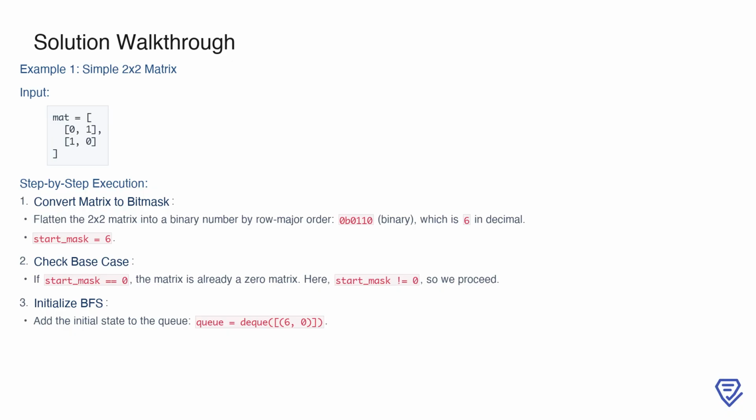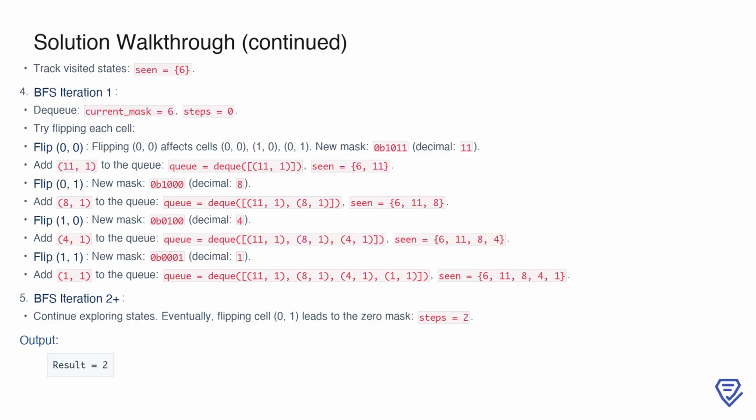To systematically explore the possible states, we initialize a breadth-first search, BFS. The initial state, represented by 6, 0, where 6 is the current mask and 0 is the number of steps taken, is added to the queue. This marks the beginning of our search for the solution. In BFS, we also need to track the states we have already visited to avoid redundant processing. Here, we start by marking 6 as visited by adding it to the seen set.